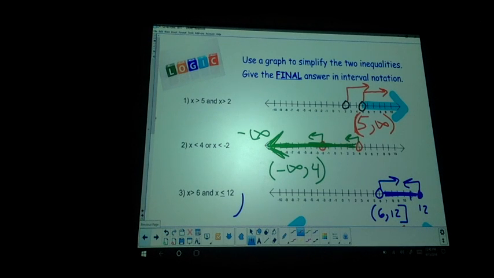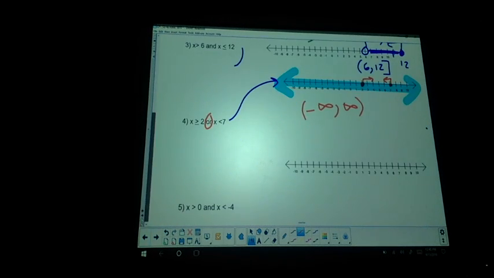All right, let's finish this last problem then. Bigger than 0, going this way. Less than negative 4, going this way. It's an and statement. So I have to find where it would give me true on both.